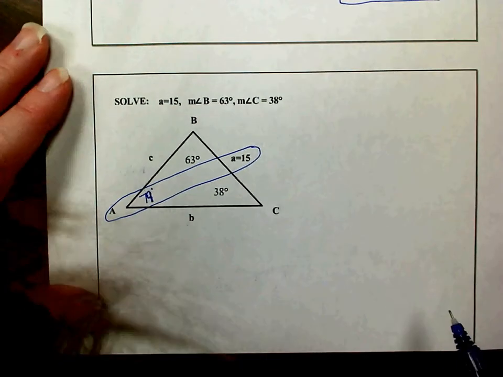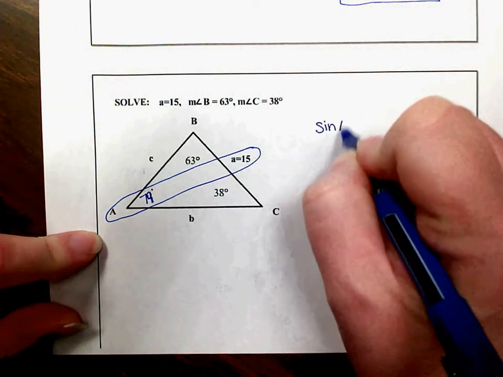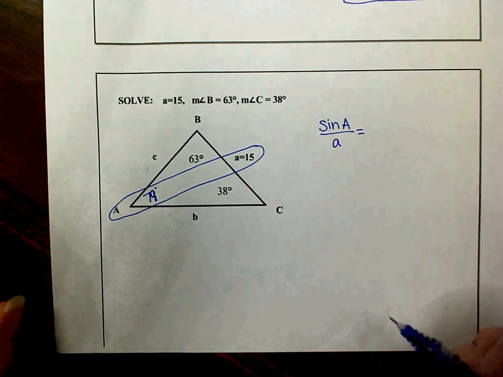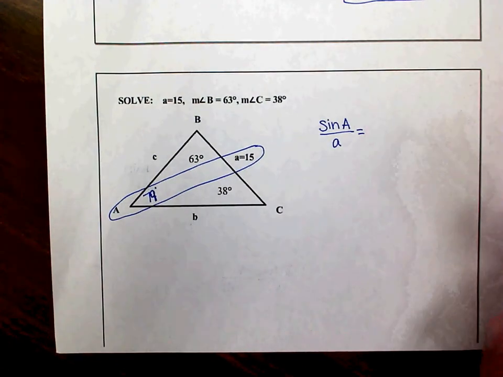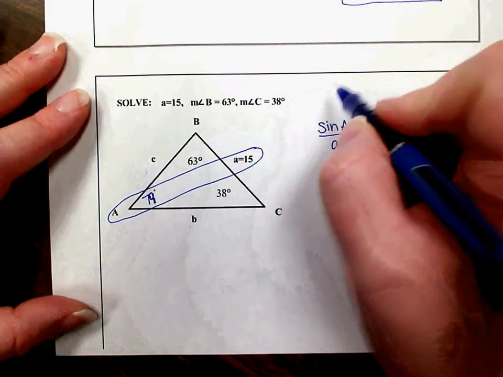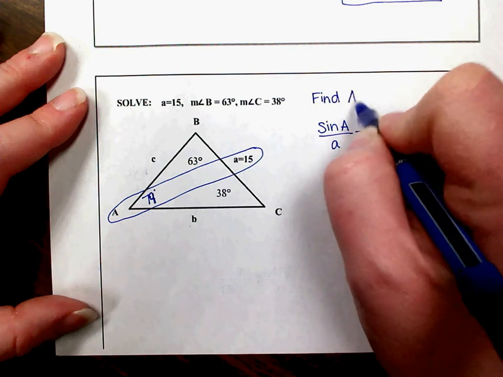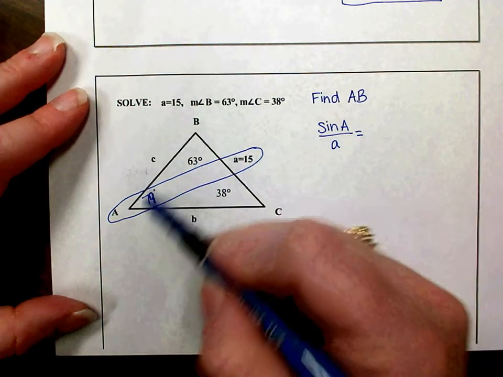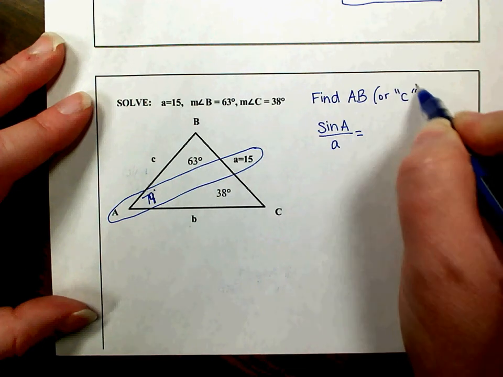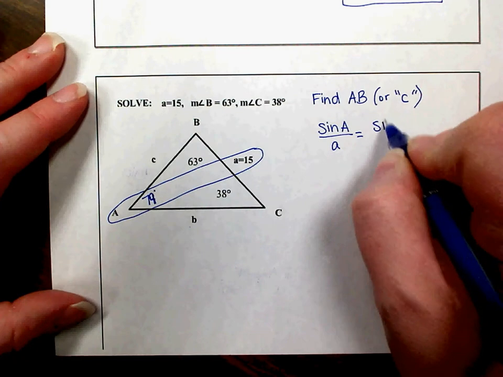I'm going to use my A's again as one of my ratios. My second ratio depends on what I want to find. It just said solve, so we can pick which one we want to find. Let's find side C. So I'm going to write up here, find AB. If it asks you to find AB, well, AB is side C. So that's the same thing as my C value. So for my second ratio, I'm going to do sine of C over C.